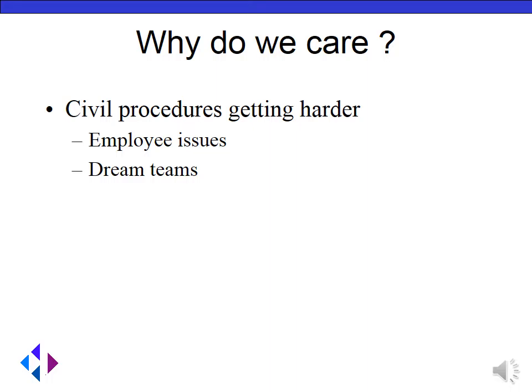Civil procedure studies are getting even harder when it comes to chain of evidence. You'll have employee issues, such as persons from France or Germany or Switzerland, Canada, where you may not be able to take the evidence out of country. So now where was it stored there? How did you access it? What was the chain there? Those can get very complex.